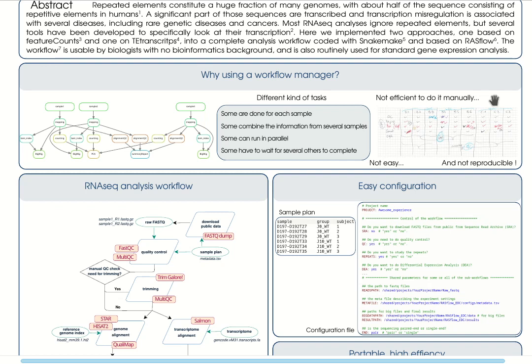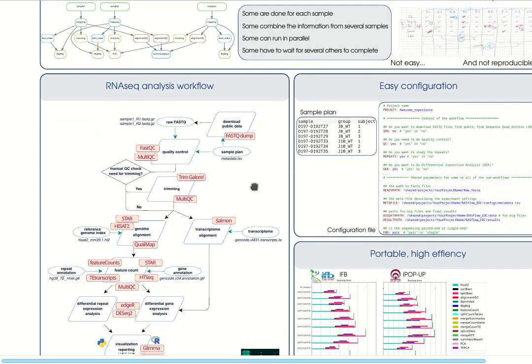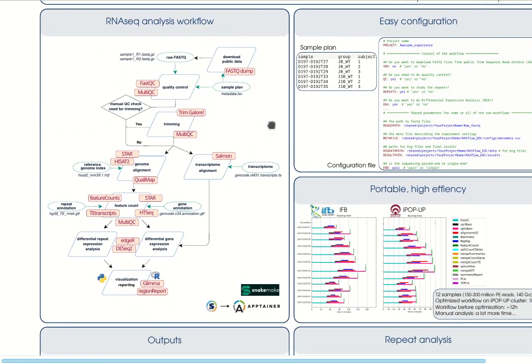So we developed this RNA-seq analysis workflow in the lab, to allow all biologists to analyze their data on HPC clusters. It is based on an existing Snakemake workflow called RASflow, that was heavily modified to be more efficient and to include repeat expression analysis. Here is the structure of the workflow.